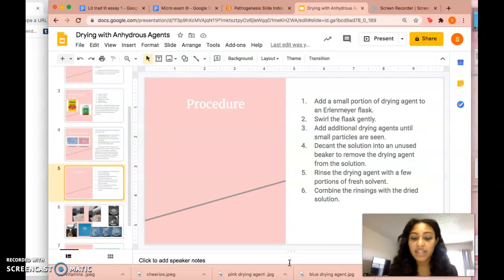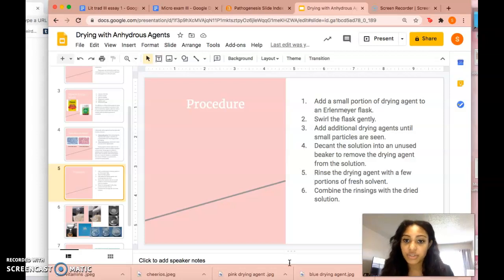And then the procedure. Step 1, you add a small portion of drying agent to an Erlenmeyer flask. This portion should be about the size of a pea. And step 2, you swirl the flask gently. Then step 3, add additional drying agents until small particles are seen. Step 4, decant or pour the solution into an unused beaker to remove the drying agent from the solution. Step 5, rinse the drying agent with a few portions of fresh solvent. And step 6, combine the rinsings with the dried solution.